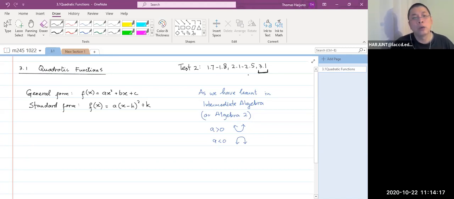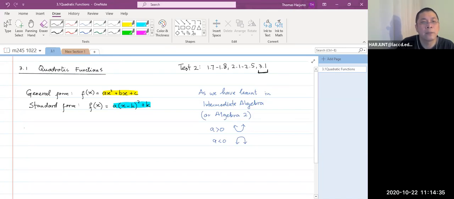Now, what do we need to learn from that quadratic function? Mostly things that we already learned. Okay. Quadratic function, the general form looks like this. We already get used to it. Right? We saw that before, and the standard form looks like this.